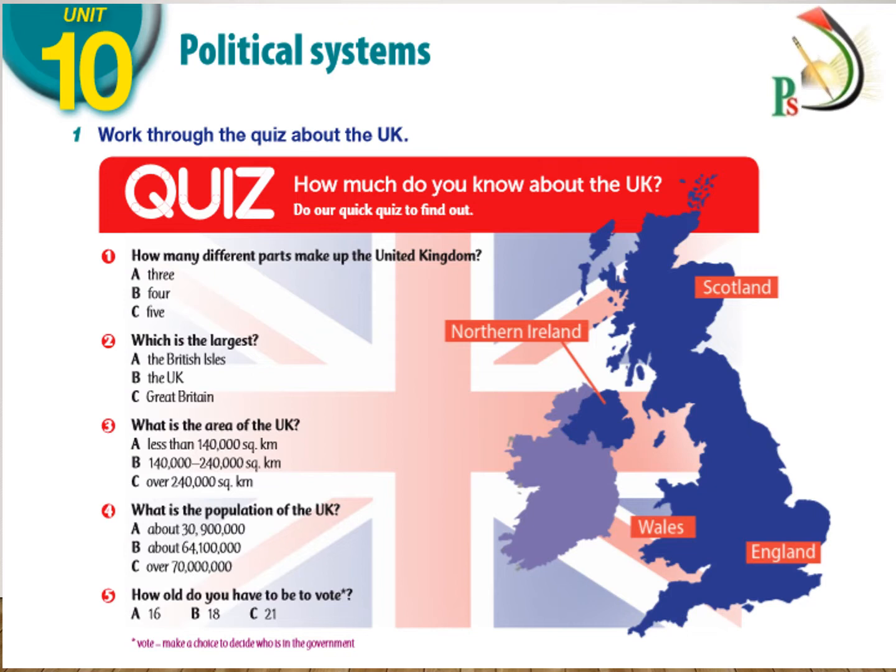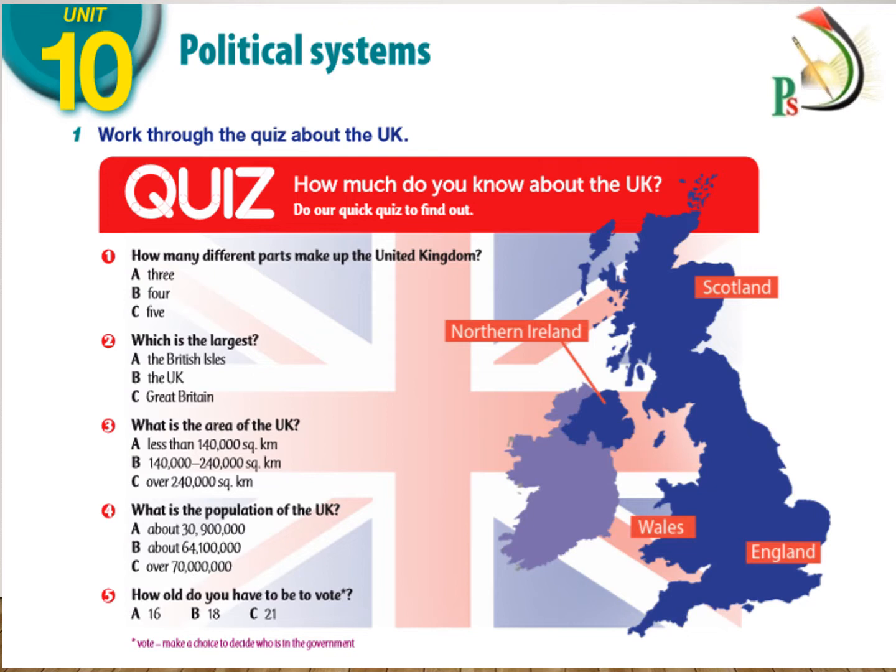Quiz: how much do you know about the UK? Number one, how many different parts make up the United Kingdom? Number two, which is the largest? Number three, what is the area of the UK? Number four, what is the population of the UK? Number five, how old do you have to be to vote? Take 2 minutes and try to answer the questions.